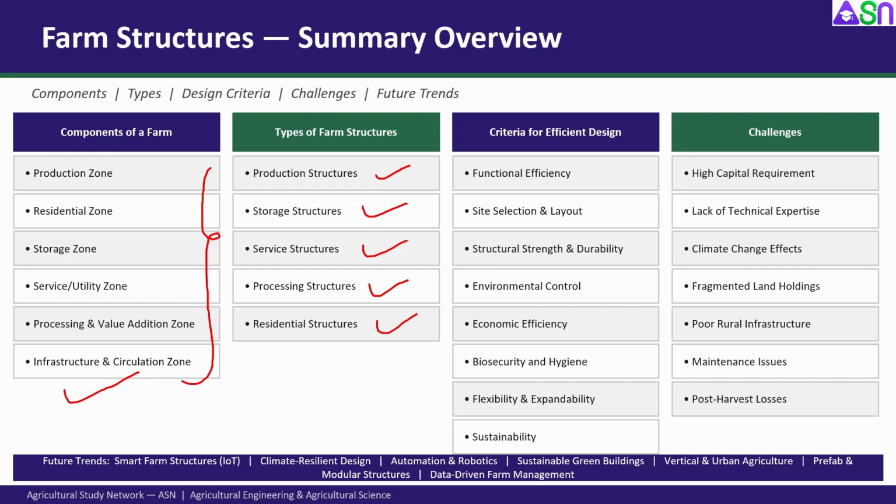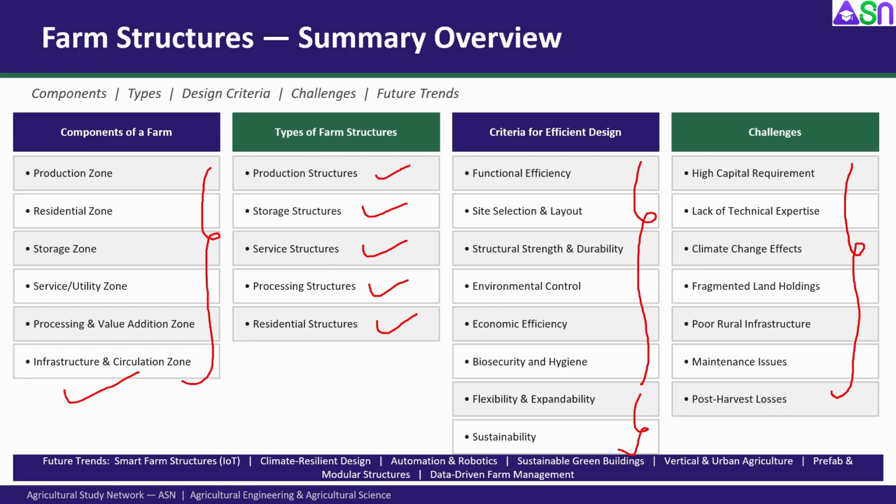When designing a farm, engineers must consider these 8 key criteria. They are functional efficiency, site selection and layout planning, structural strength, environmental control, economic efficiency, biosecurity and hygiene, flexibility, and sustainable design. Farm structures have great importance, but they face several challenges in the developing countries. The challenges include high capital requirement, lack of technical expertise, climate change effects, fragmented land holdings, poor rural infrastructure, maintenance issues, and post harvest losses.